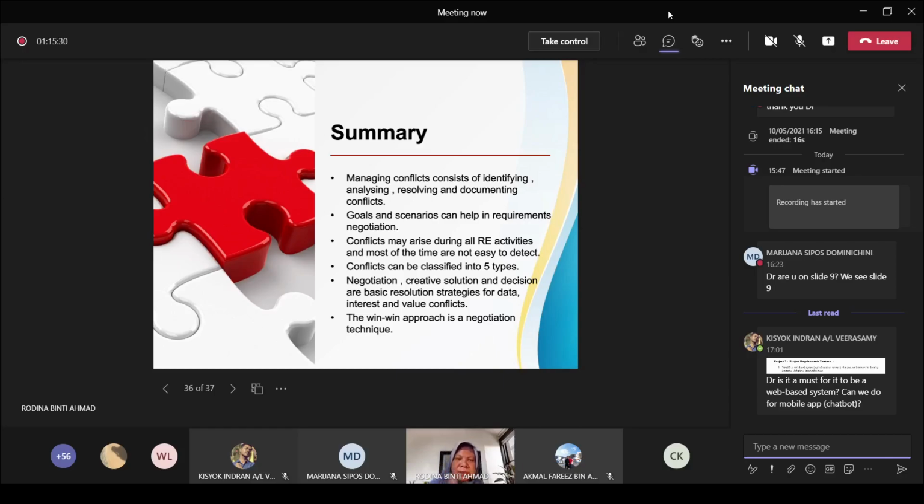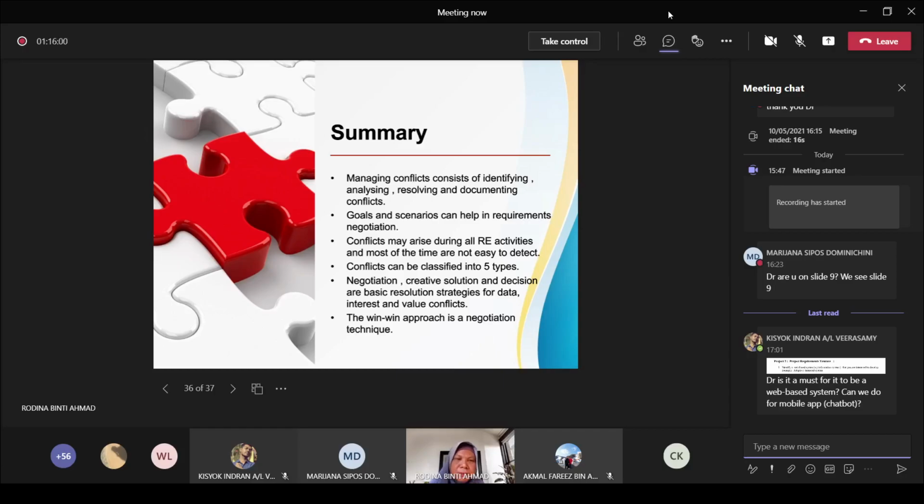Basically, it depends on the situation. We have also discussed that most experts would agree that, for negotiation, it's best to use the win-win approach, to make sure that the stakeholders will not feel the negative impacts of the conflicts, and they'll be able to support your system later on, after the resolution of the conflicts.